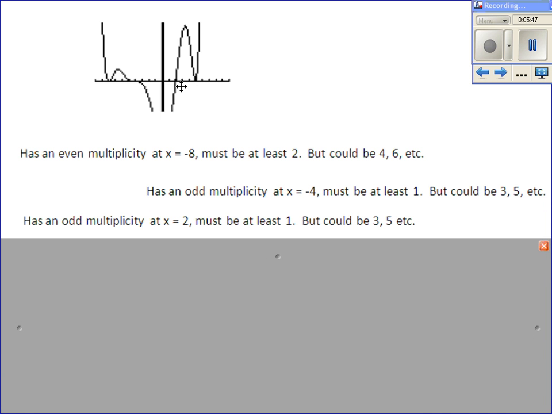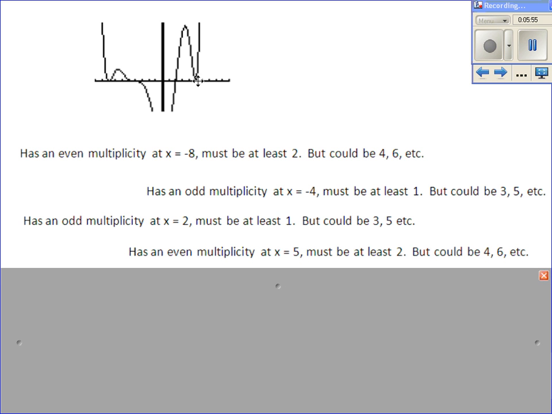At x equal 2, it's got to be an odd multiplicity because it's passing through, so it's got to be at least 1, but it could be 3, 5, etc. And then at x equal 5, it's got to be an even multiplicity, so it must be at least 2, but it could be 4, 6, 100, etc.